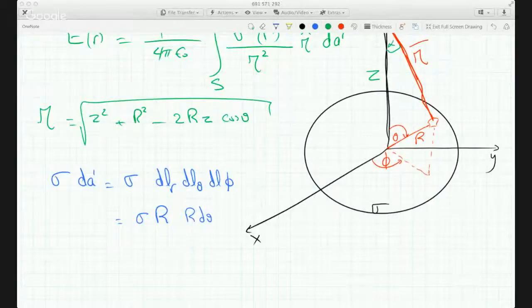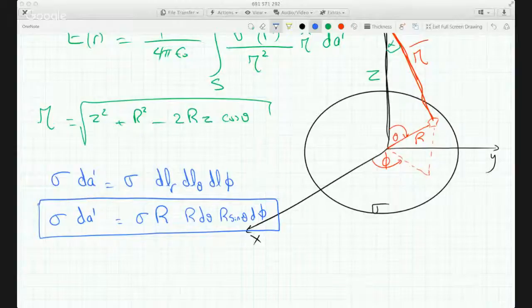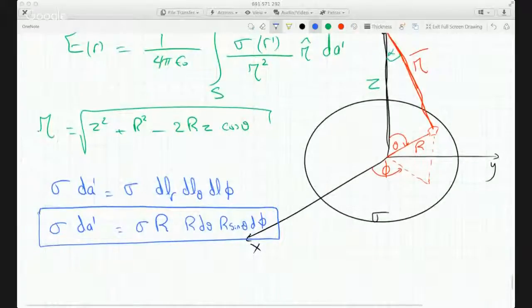We'll do the integral at the end, so let's just leave it as is now. And what is dl phi? Dl phi, if you remember, is r sine theta d phi, because phi changes. So this is sigma dA prime, which I will plug into Coulomb's law.